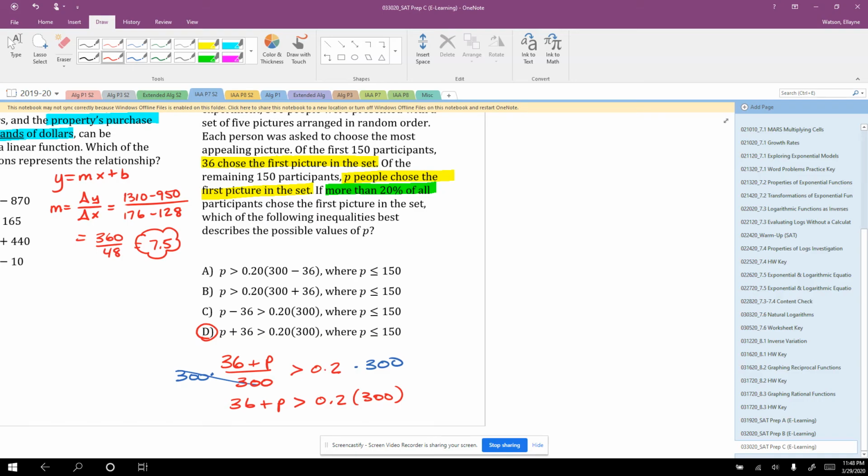Right? So again, this says that the number of people in the first set, which is 36, plus the number of people in the second set, which is P, that chose the first picture, is greater than 20% of the total being 300. So that's greater than 20% of 300. And there we go.